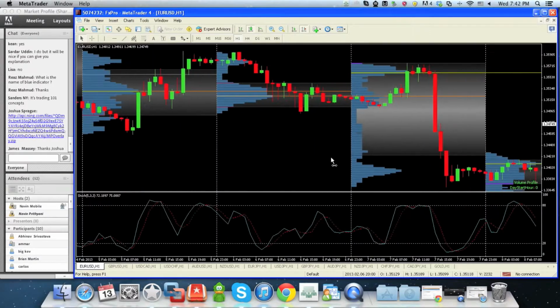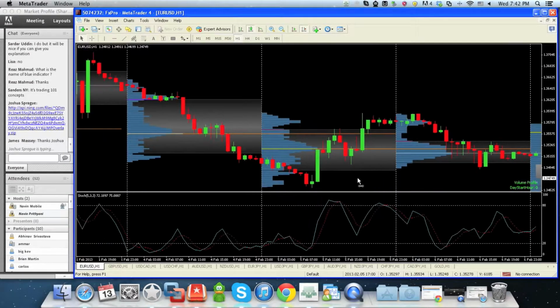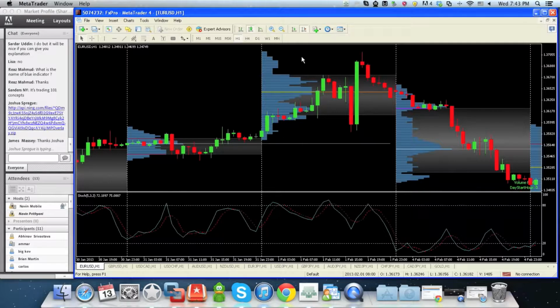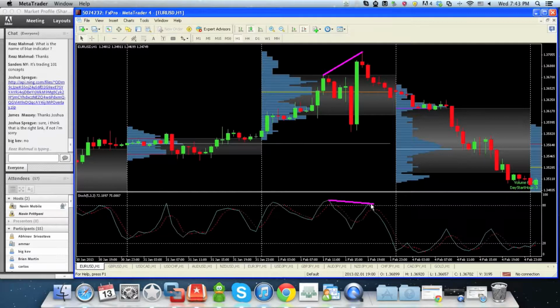Now, let me give you an example here. Let's find a nice example. Let's take a look at this one. The market is going up, creates a high, comes down, and then goes up again and creates a higher high. If you draw this to here, you have a higher high. Do we have that same information on our indicator? No. It actually went lower. Everyone see that? It's telling you the complete opposite scenario.